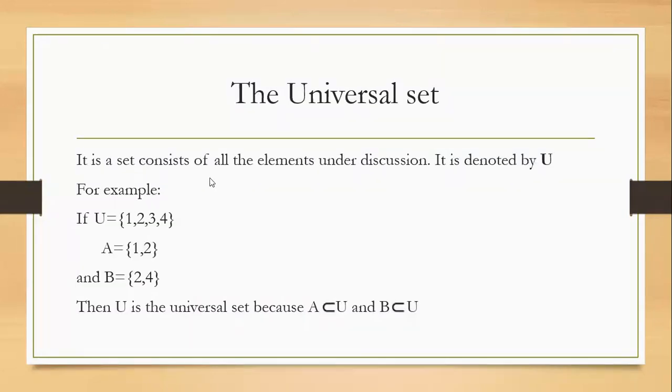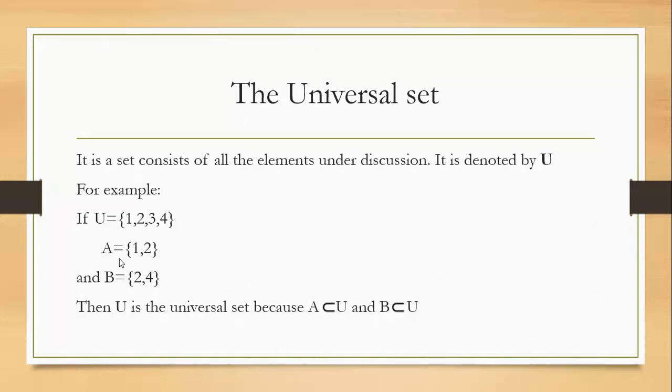Let's discuss universal set. It is a set consisting of all the elements under discussion. It is denoted by capital U. For example, if U contains 1, 2, 3, 4 and A contains 1, 2 and B contains 2, 4.